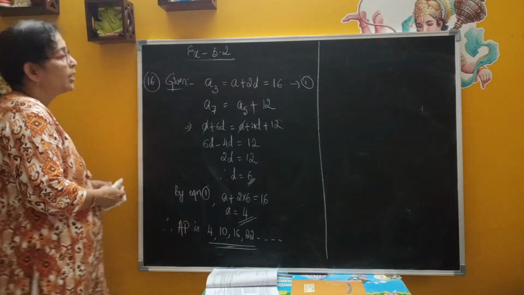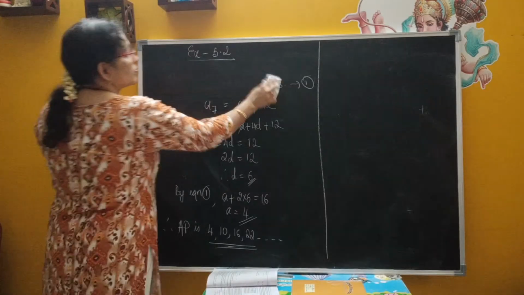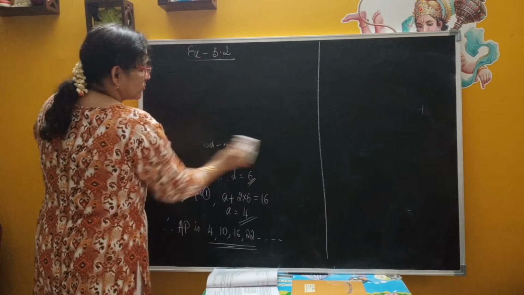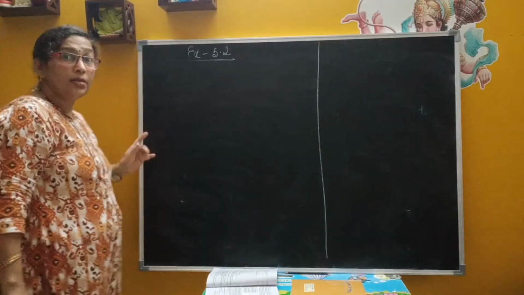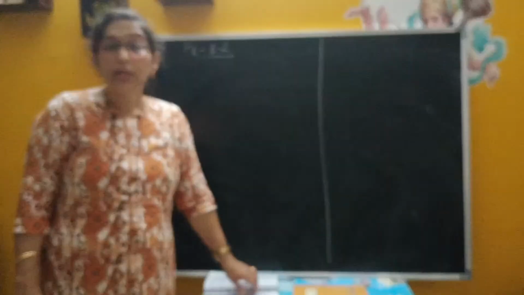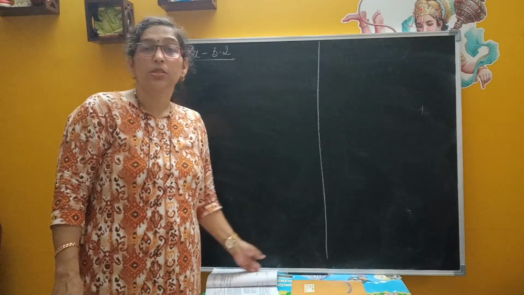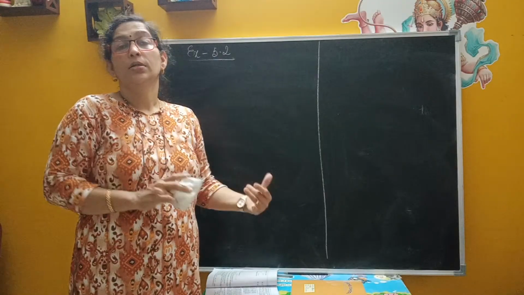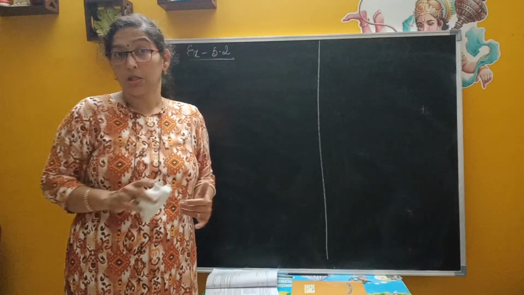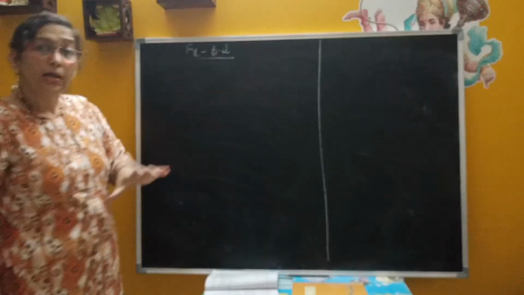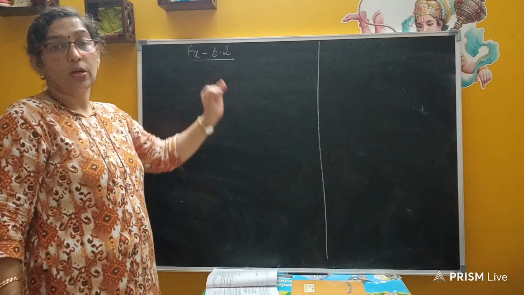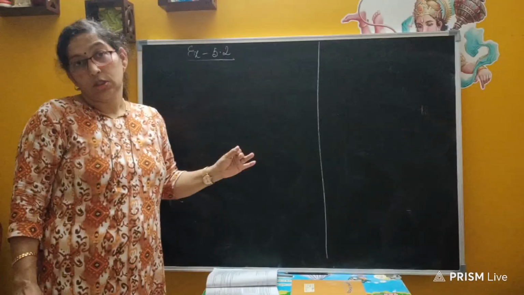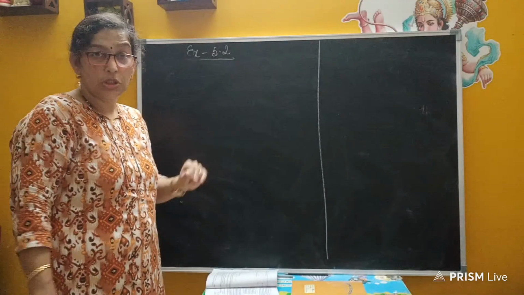The question is to find the 20th term. 20th term means A20. But there is a condition: from the last. That means the last term should be taken as the first term now. If we reverse the same AP series and come from behind, the last term will be what? The first term. So coming from the last and counting, which is the 20th term? That is the question now.